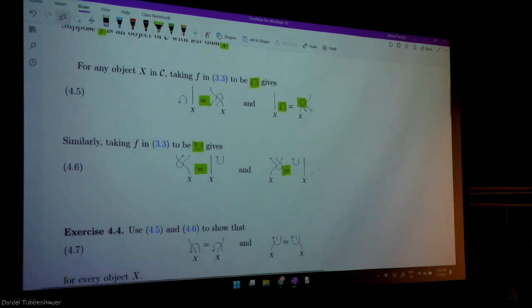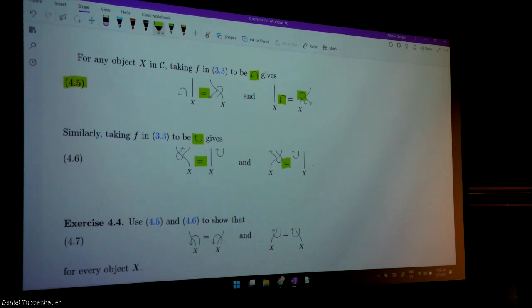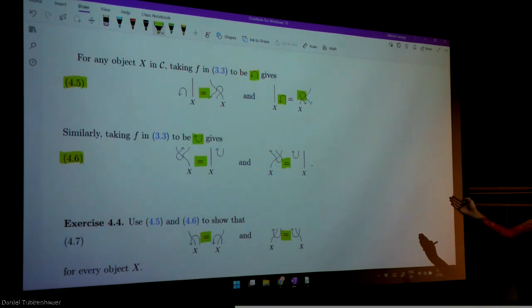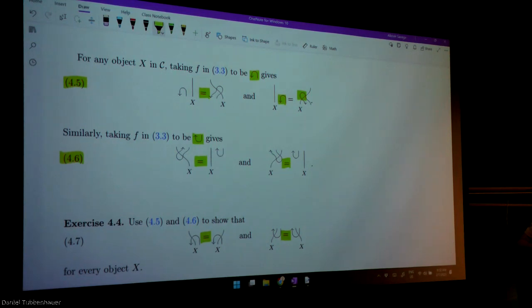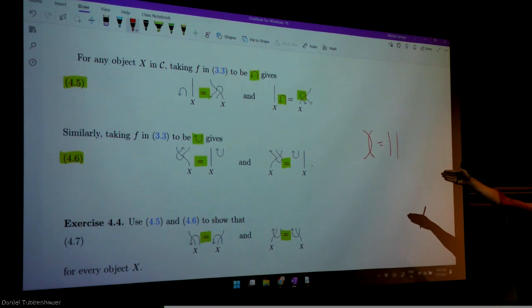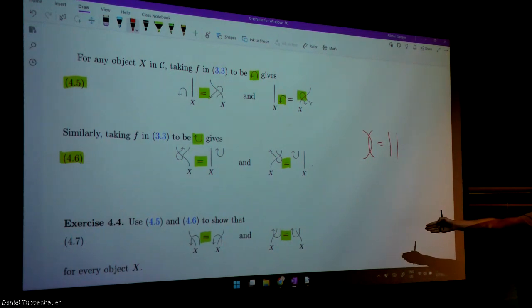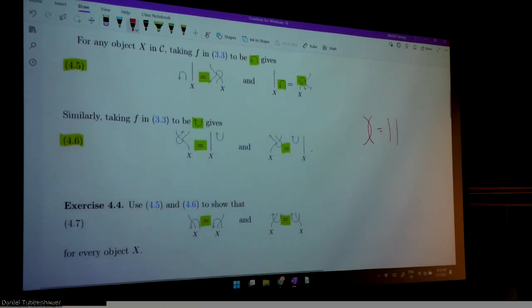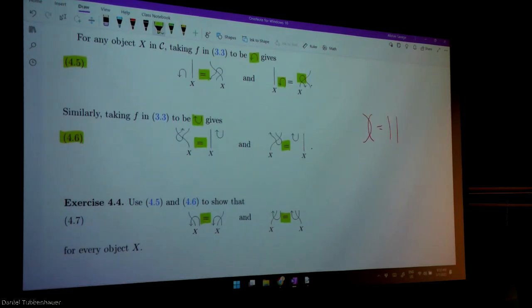Now, a little exercise: use these two equations, 4.5 and 4.6, to deduce these ones. So these ones usually people describe as saying that crossings slide over caps and cups. And so the hint, if you're not used to these things, is you take 4.5 and 4.6 and add some crossings in appropriate places. And then use the fact that in a symmetric monoidal category, you can always pull apart double crossings. And then you can get from 4.5 and 4.6 to these cap and cup slide equalities. Any questions?